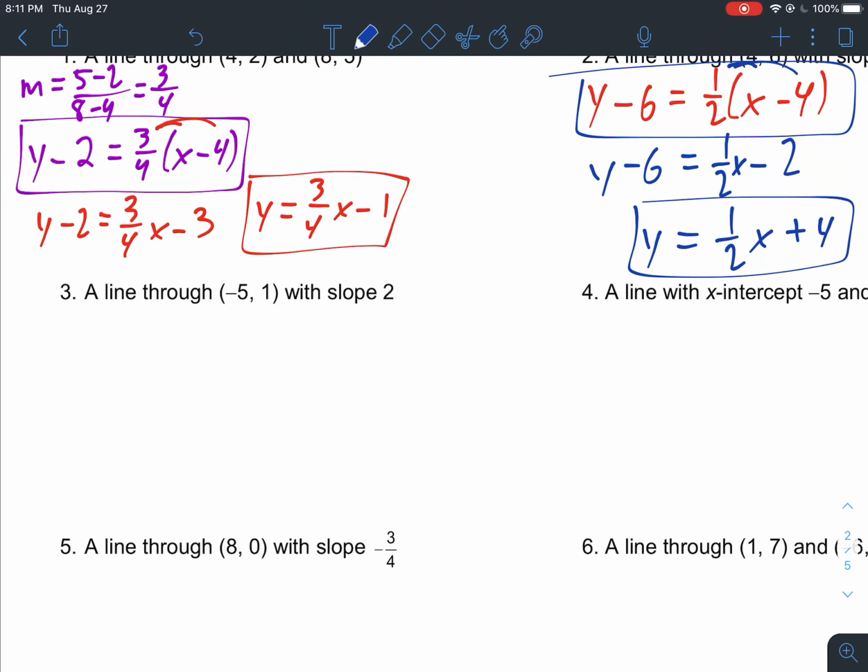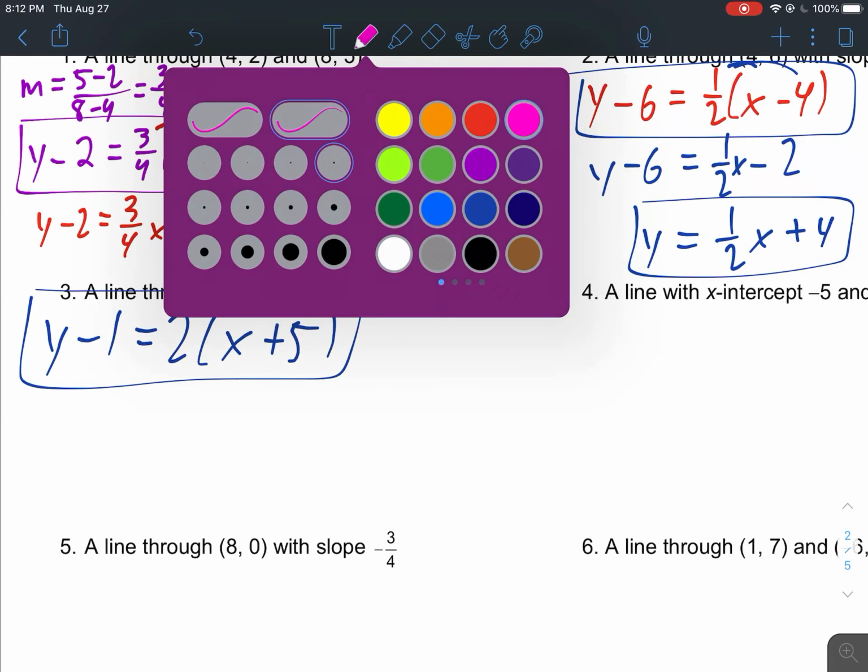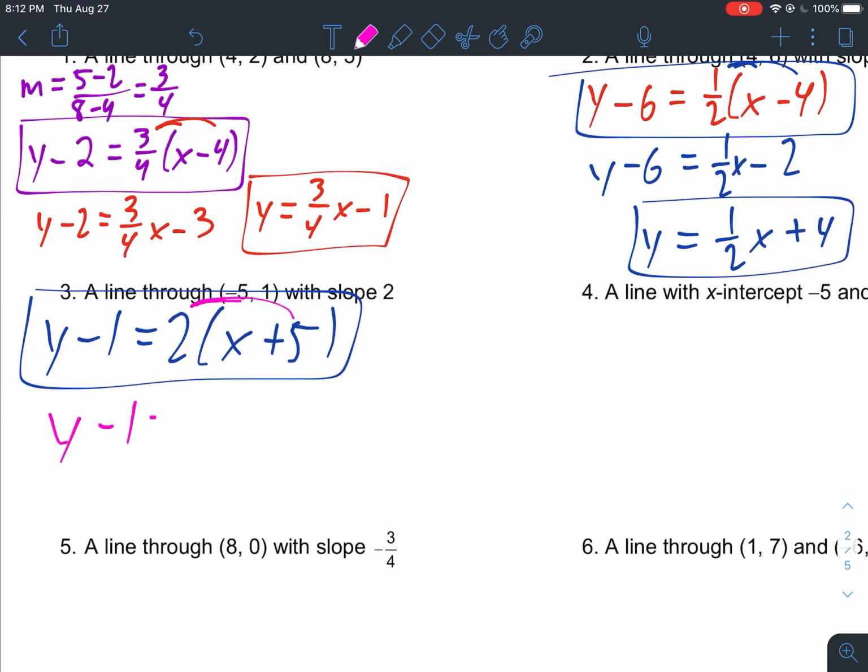Go ahead and pause the video and try number 3. All right, hopefully you got a chance to do number 3. So again, we're using point-slope. There's our answer for point-slope. And then for slope-intercept, we're going to distribute that 2 and add 1.